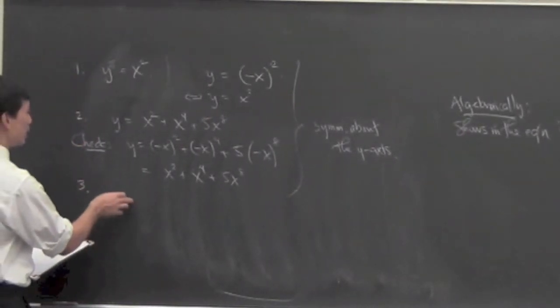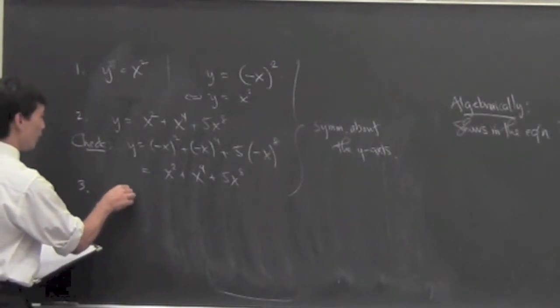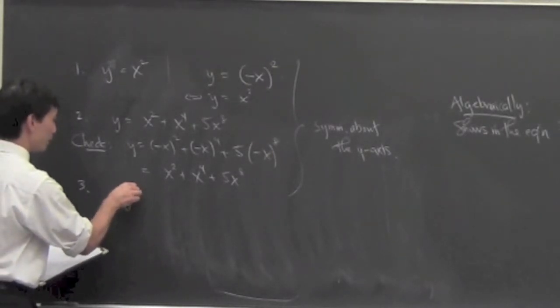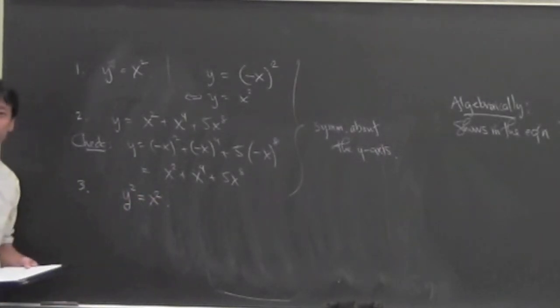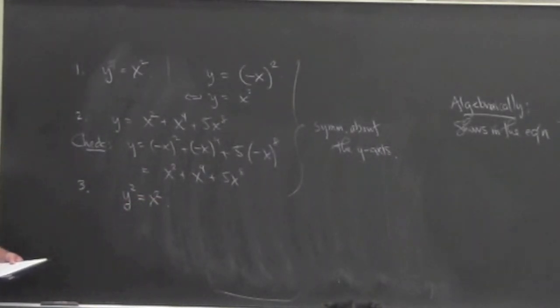If I had something like, say, y squared equals x squared, what kind of symmetry does it have? Think about it for half a minute.